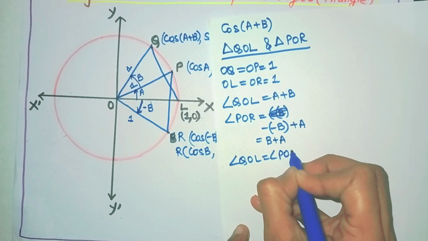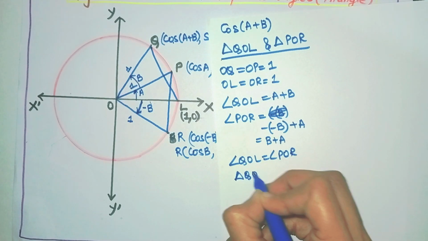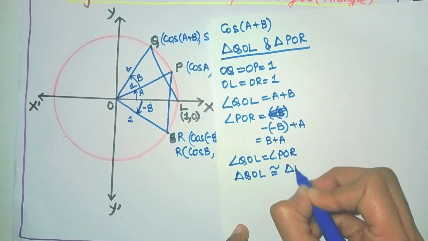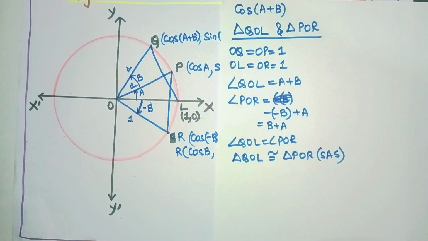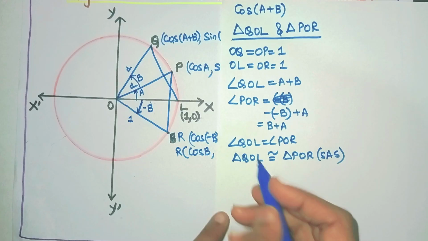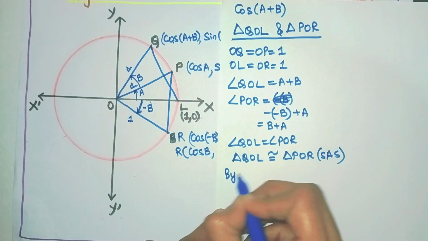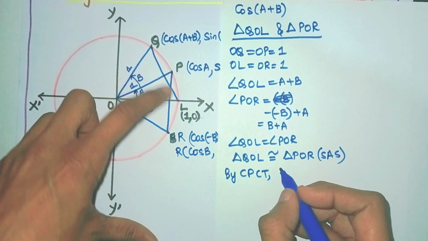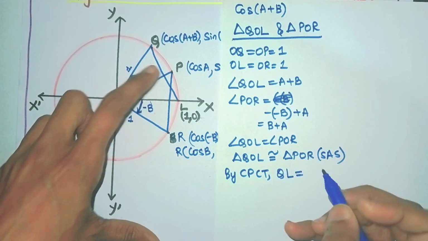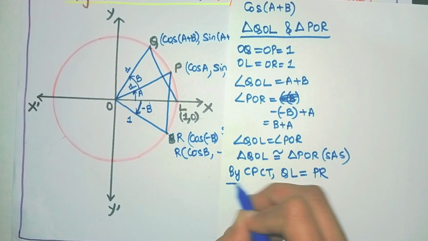Yes, so by SAS criteria, triangle QOL is congruent to triangle POR. Yes, that's very nice. Now, friends, by CPCT, you have already learned, corresponding parts of congruent triangles. So by CPCT, I can say that this QL over here is equal to PR.